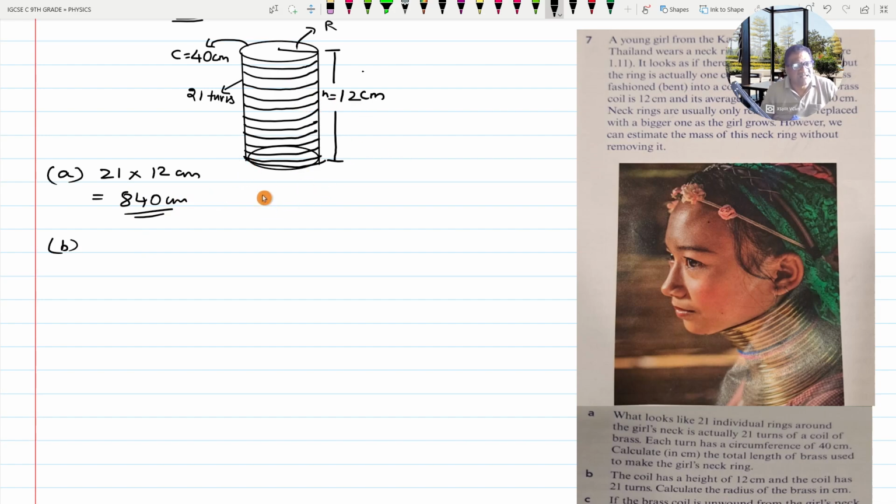So if you unwind this coil, it is going to be a very long, thin, cylindrical brass wire. This brass wire will be 840 centimeters. That is what the A part of the question tells you. Once that is done, let us go for the B part.